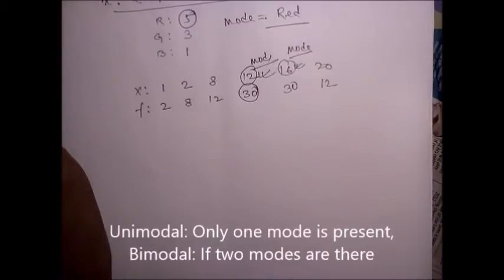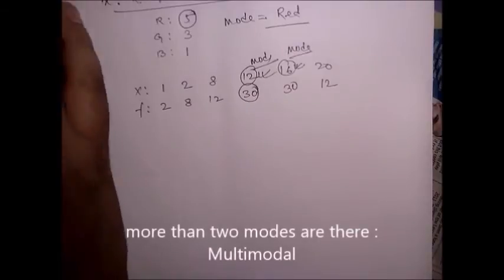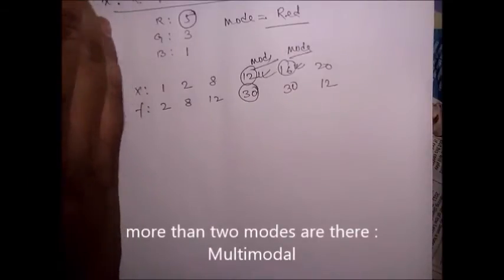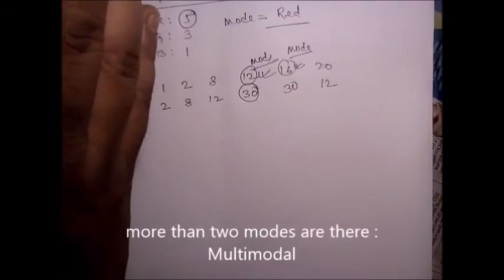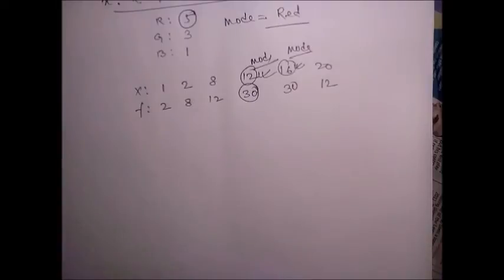If there is only one mode, it is called unimodal. If two modes are there, then it is called bimodal. If more than two modes are there, it is called multimodal. So if it is bimodal or multimodal, it is a very difficult task to identify the mode. Clear? Next, if there are irregularities in the distribution, we cannot calculate the mode. If the maximum frequency occurs in the very beginning or at the end, it is very difficult to identify the mode.